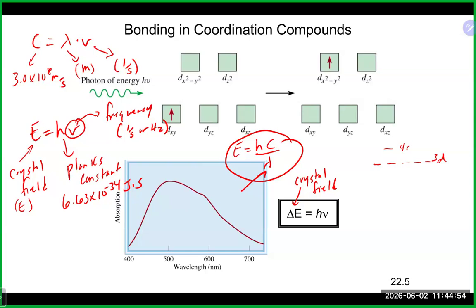A couple of reminders: the wavelength does need to be in meters when you use these equations, for everything to cancel out correctly with, for example, the speed of light. And frequency should be in reciprocal seconds. Any questions on that?